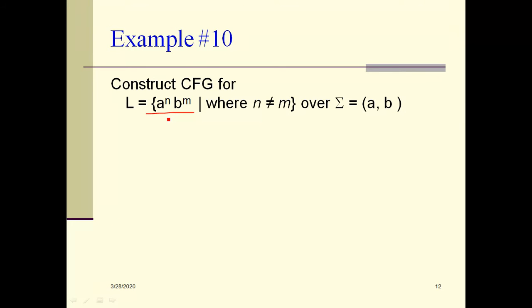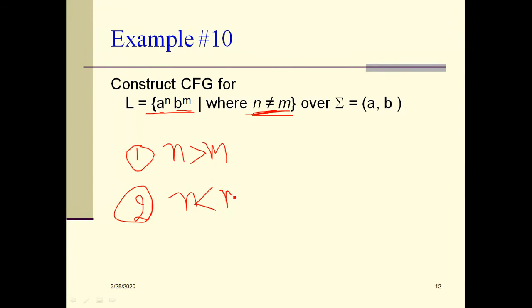and we were at this question: a raised to power n, b raised to power m, where n is not equal to m. We have said that the requirement of this language is that all a's must come first and then all b's, and the number of a's must not be equal to the number of b's. So there can be two cases. One is that n is greater than m, and the second case is that n is less than m, right?